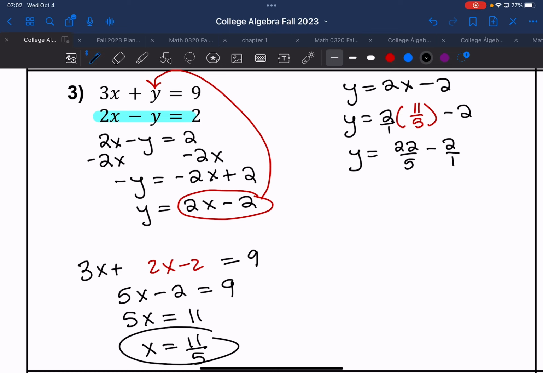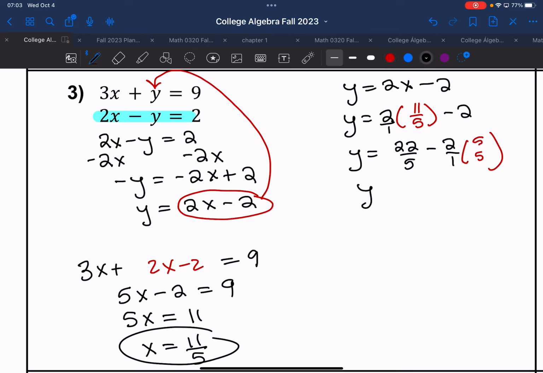So that means we need to find a what? Common denominator. And what would that be? 5. So what do we have to do to that second fraction? Multiply by 5. Good. Just the top or both? Top and bottom. Top and bottom, we're multiplying by 5.